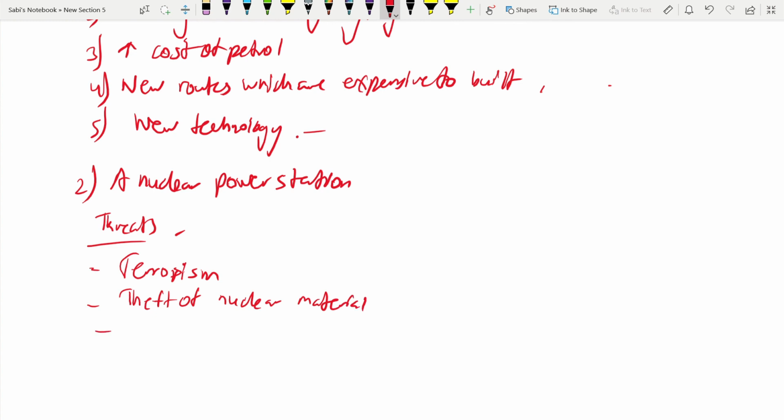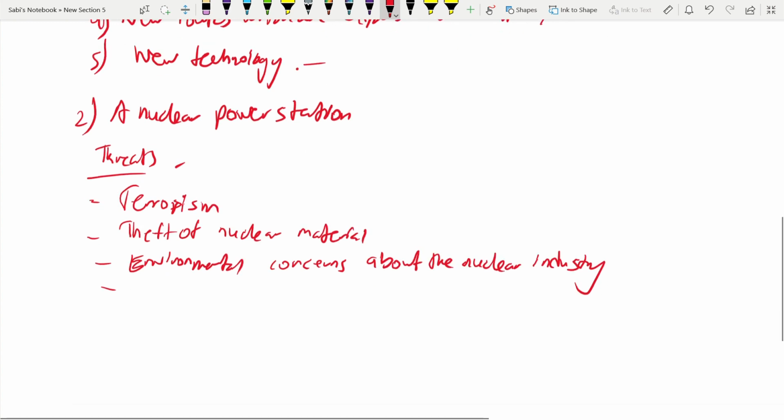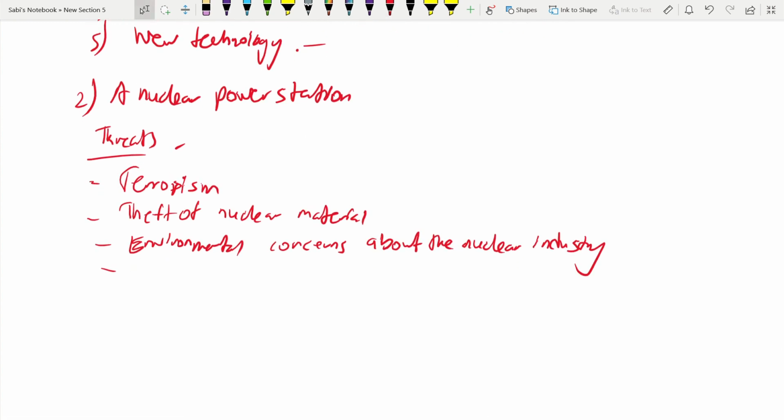Environmental concerns about the nuclear industry. There's an environmental concern also. Then we have accidental release of radioactive material. What if the radioactive material accidentally gets released?